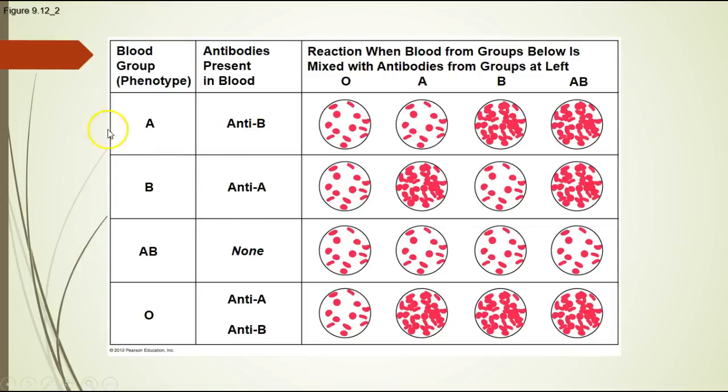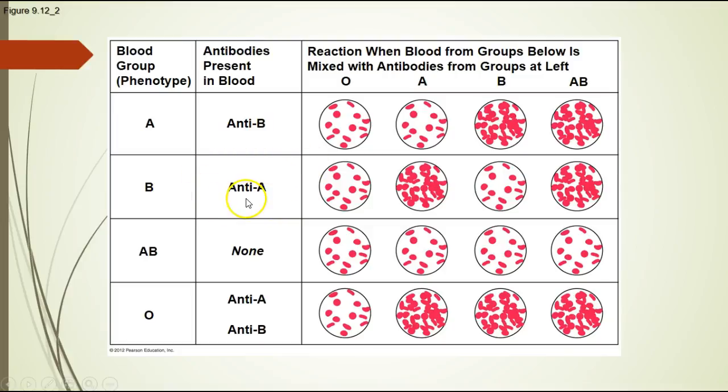So if you have type A blood, you have anti-B antibodies, and if you mix the type A blood with the different blood groups here, you'll see if I mix A with O, it doesn't cause clotting because O doesn't have any of those carbohydrates on its surface. Type A, no problem, because the anti-B antibodies don't work against the A antigen. But if you mix it with type B or type AB, you do get clumping or clotting, agglutination of the blood cells.